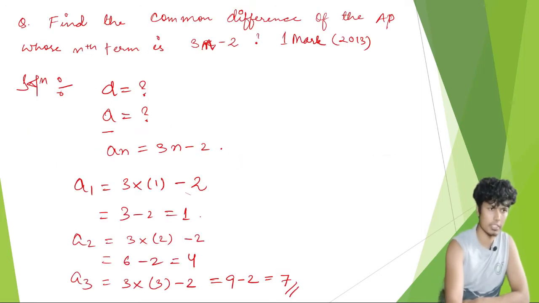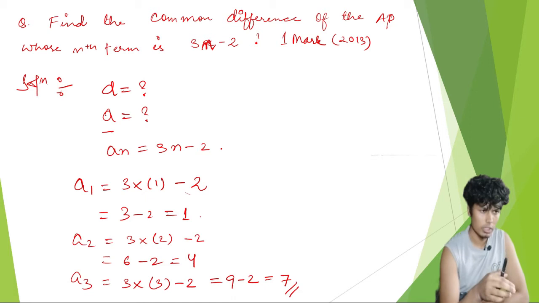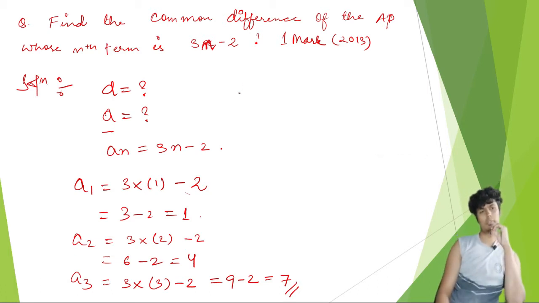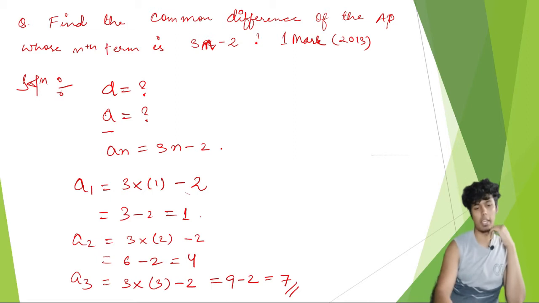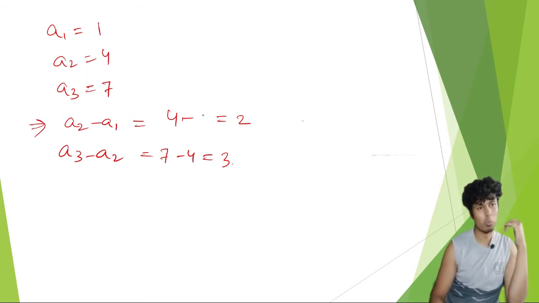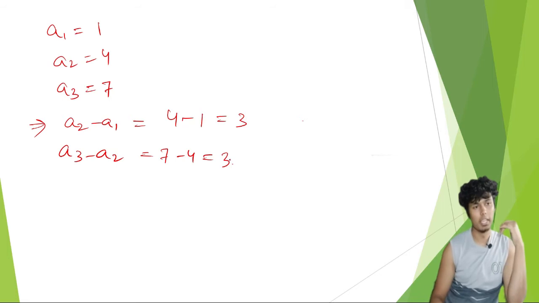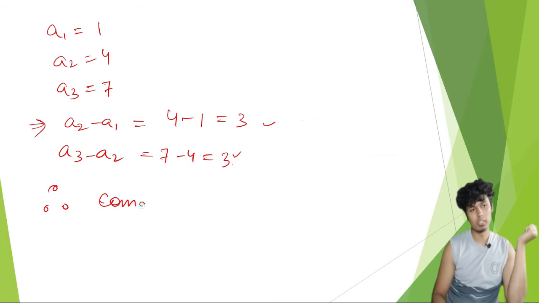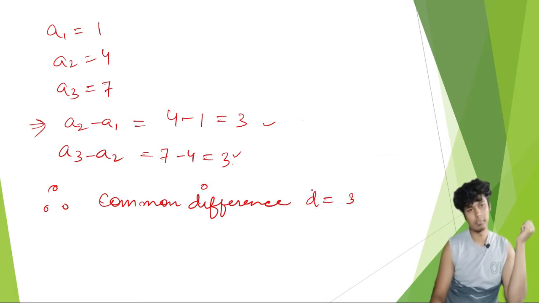Now I have made some mistakes here. 3 minus 2 is 1. Okay, that a1 is 1. Sorry guys, this is 1. So 4 minus 1, it is 3. Now it is the same also. So therefore the common difference d is equal to 3.